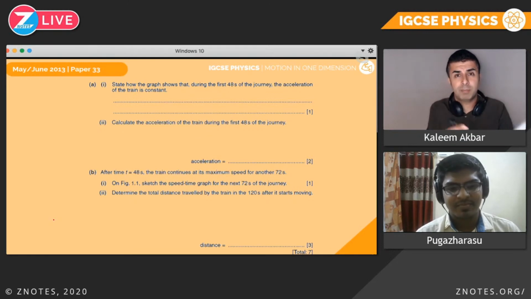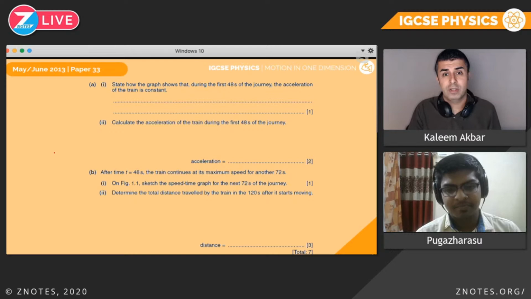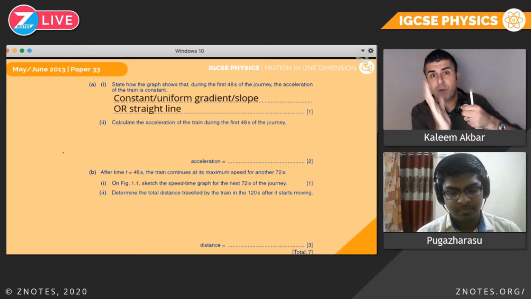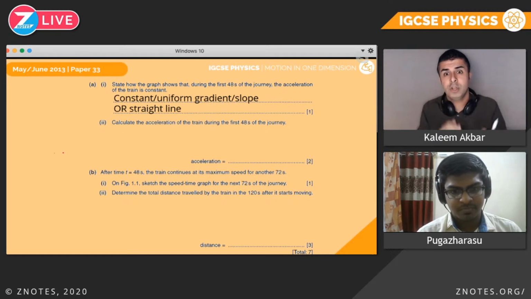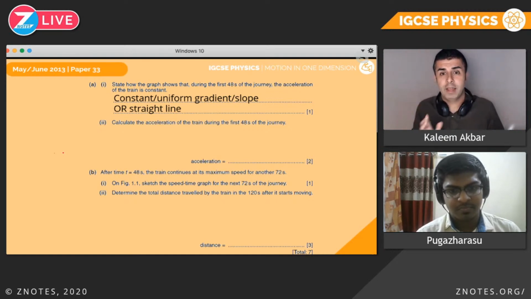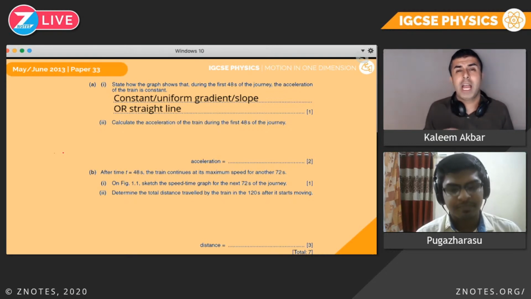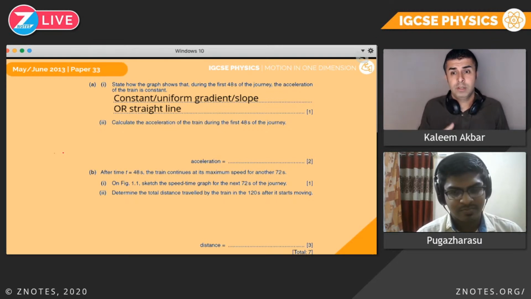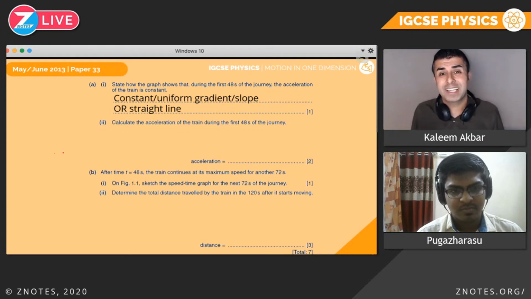See, sometimes a student looks at 2 lines and thinks, I need to fill up the 2 lines. No, you don't. I could write 2 words here and get the appropriate answer. Constant, I know I wrote more than 1 word, but the diagonal forward line there, constant, uniform, I can say either that. So constant, uniform gradient, slope, or straight line. I hope you understand that I could have said any one of those things. Okay. Then it says calculate the acceleration for the first 48 seconds of the journey. So I might have to go back for this.